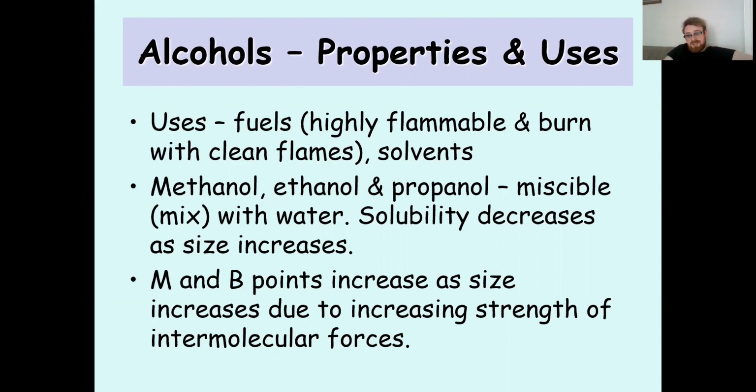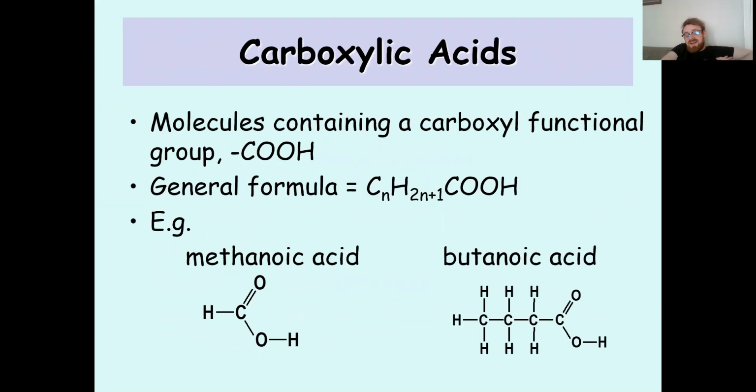Let's talk about carboxylic acids. Carboxylic acids are molecules which contain a carboxyl functional group, commonly referred to as the COOH group. General formula, CnH2n+1COOH. For example, you've got methanoic acid there, which has that 1 carbon, which is why it's meth, with the double bond O and the OH group. Butanoic acid has the 4 carbons, which is why it's called butanoic acid.